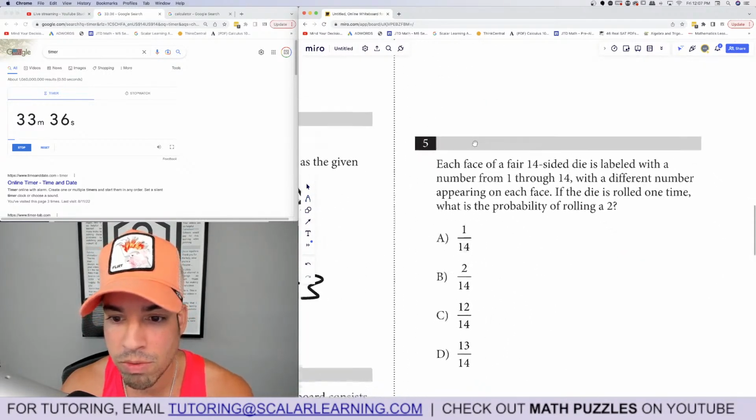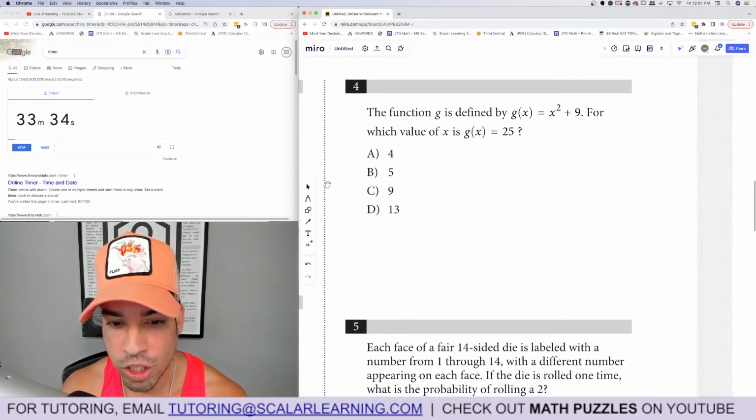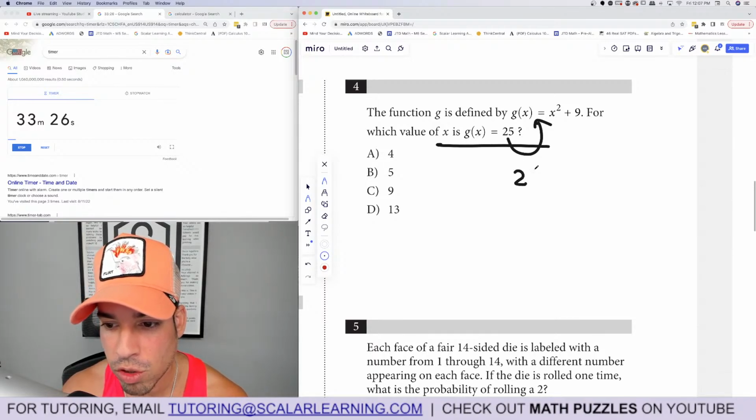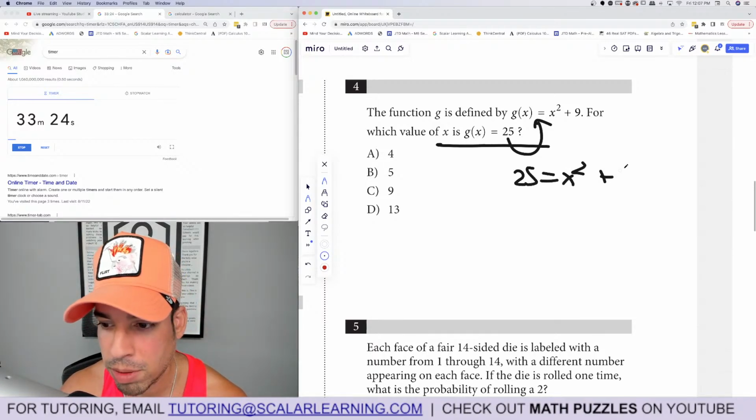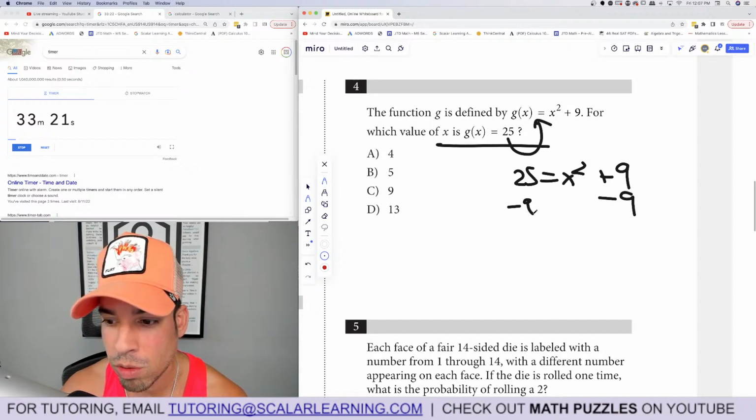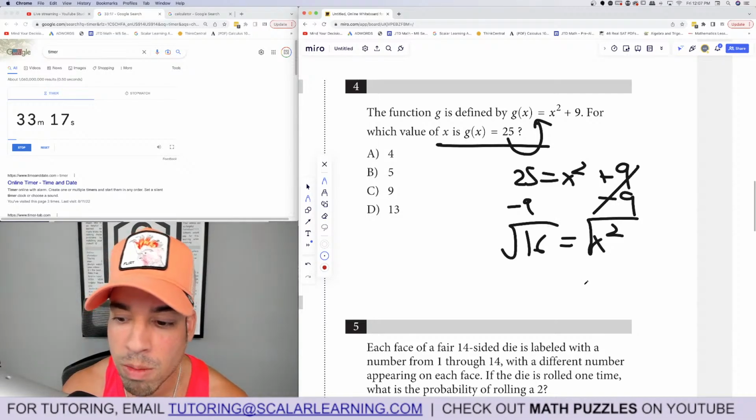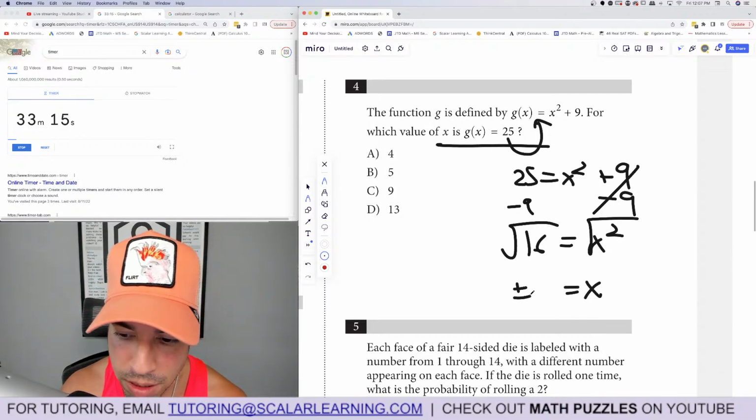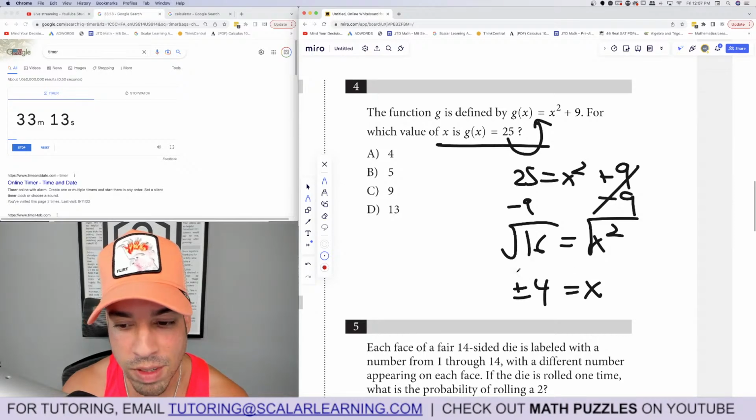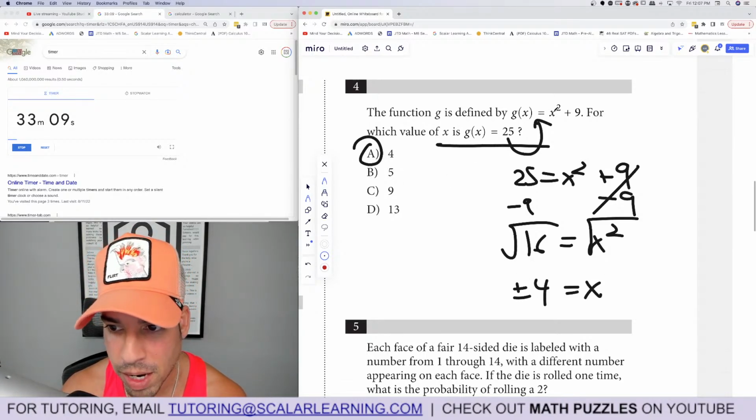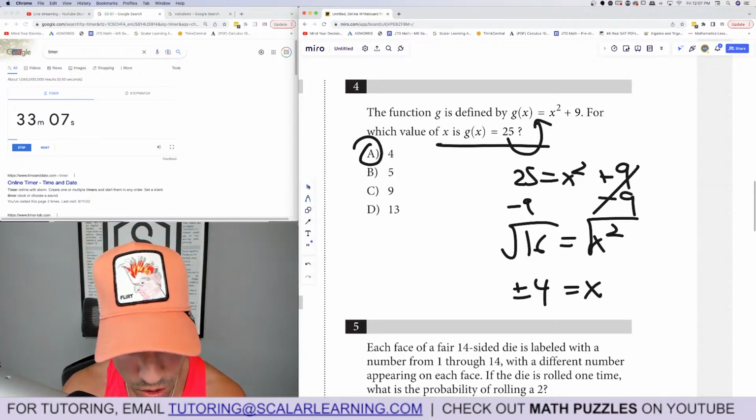We're moving on. Number 4. The function g is defined by, blah, blah, blah, for which value is g of x equal to 25? So we're going to plug and chug. This is function notation. 25 goes into g of x. 25 equals x squared plus 9. And then we're going to solve like so. Subtract 9 from both sides. X squared equals 16. Then we're going to take the square root of both sides. By the way, this gives me a plus or minus solution, right? Both positive and negative 4 work, but they only have the positive solution. Boom, done. By the way, just checking, plug it back into the original. 4 squared, 16 plus 9, 25, done.